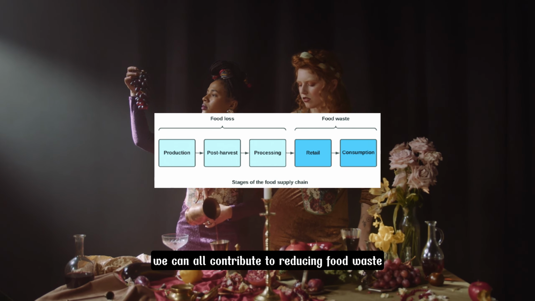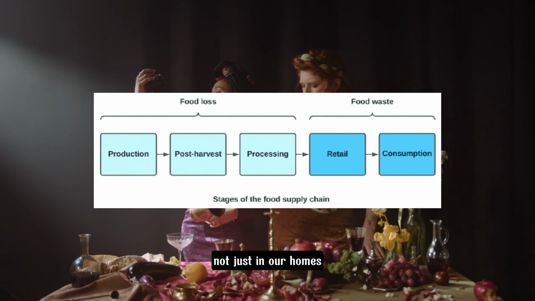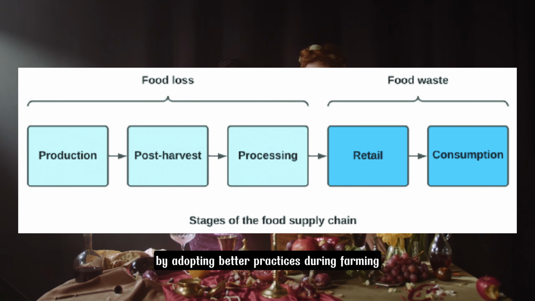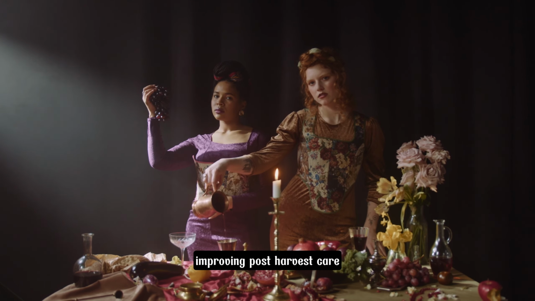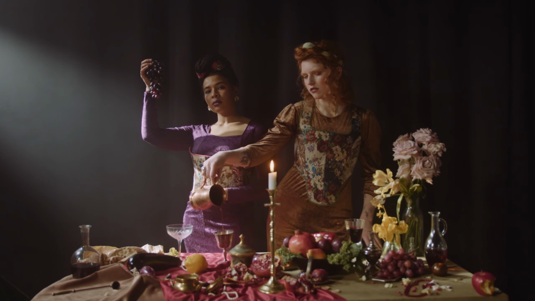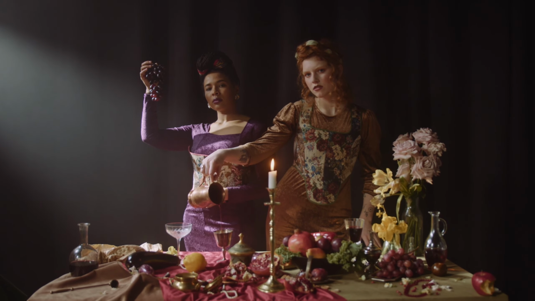We can all contribute to reducing food waste, not just in our homes but across the entire food supply chain. By adopting better practices during farming, improving post-harvest care, and streamlining storage and distribution, we can ensure more food reaches people who need it rather than landfills.